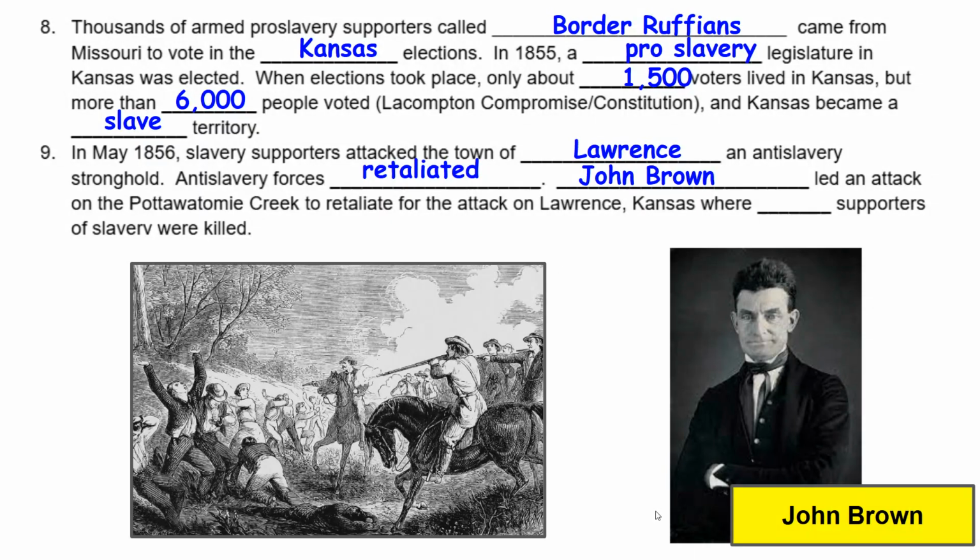And so John Brown and his sons lead an attack on the Pottawatomie Creek, which is in that vicinity of Lawrence, Kansas. And at that point in time, John Brown and his followers kill 5 supporters of slavery.